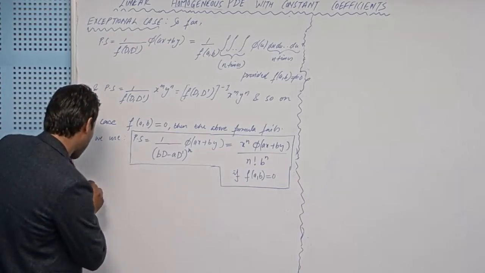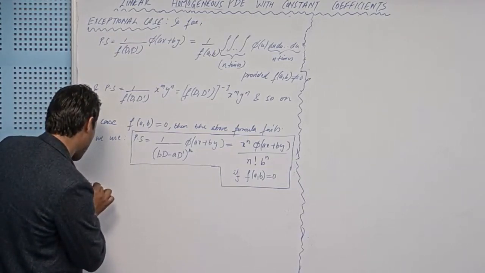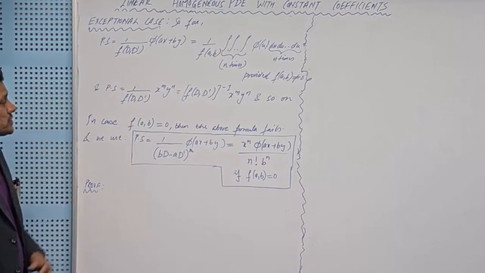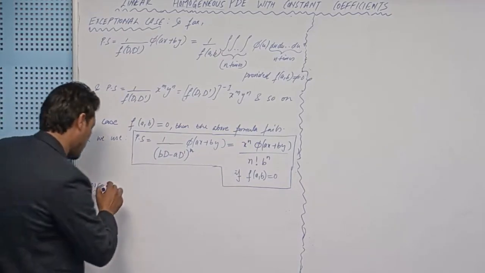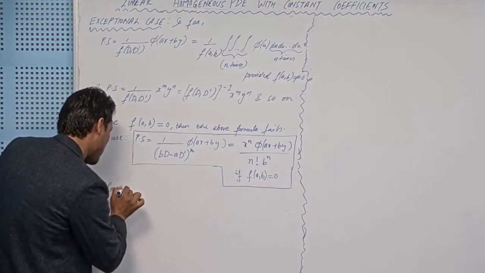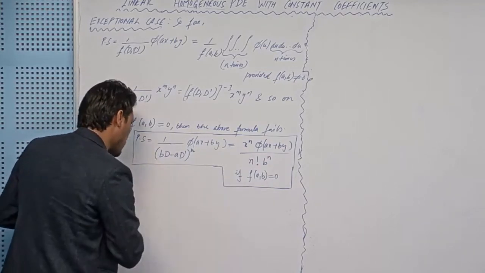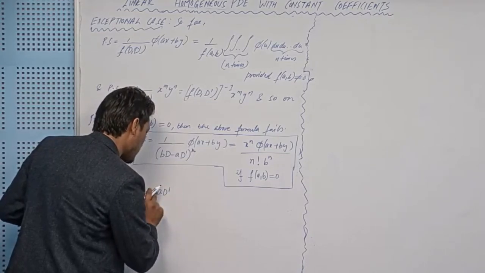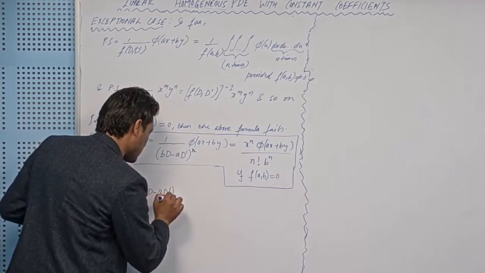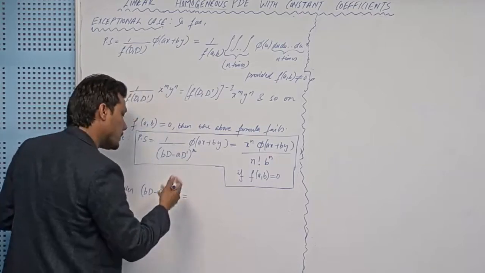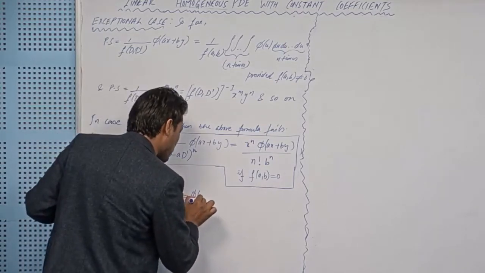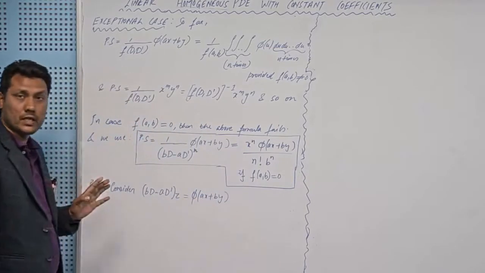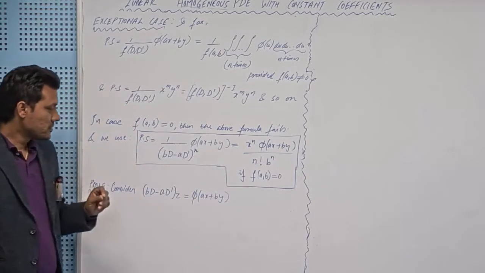See, proof. In order to prove this formula, I should write a PDE of this form only, I mean b D minus a D dash, and then here I have z is equal to phi of ax plus by. Obviously the right hand side is phi of ax plus by. I have to use this formula. Okay, now see what happens.